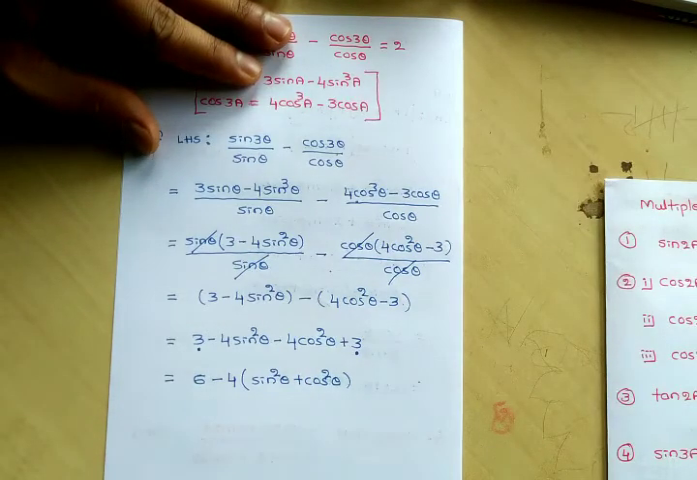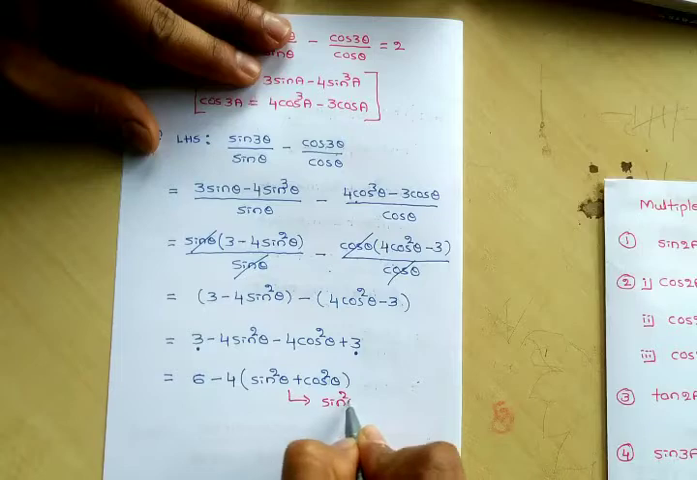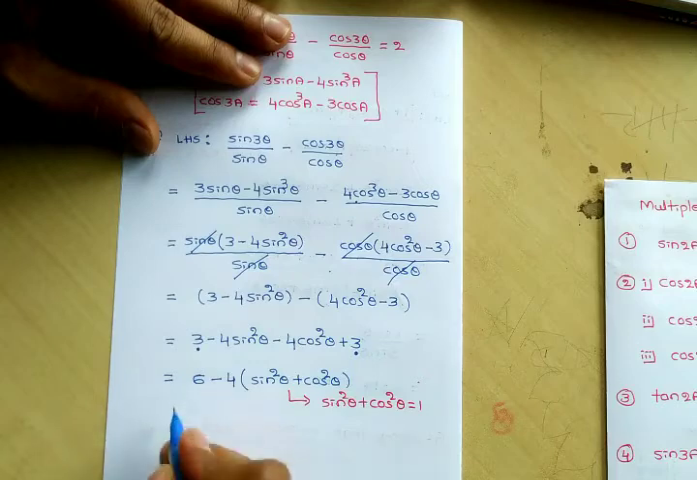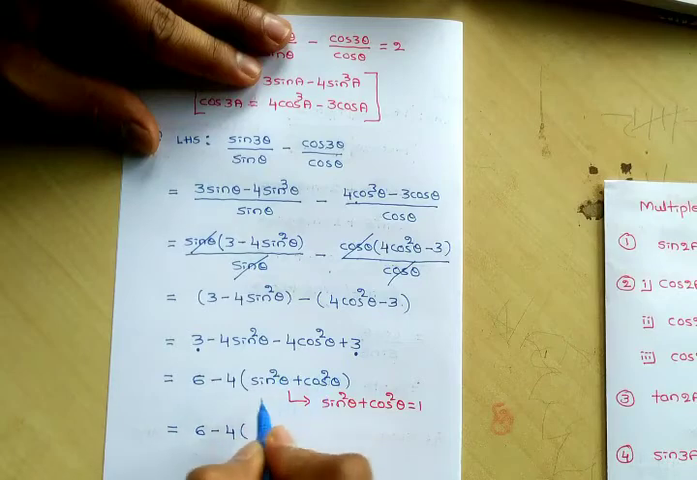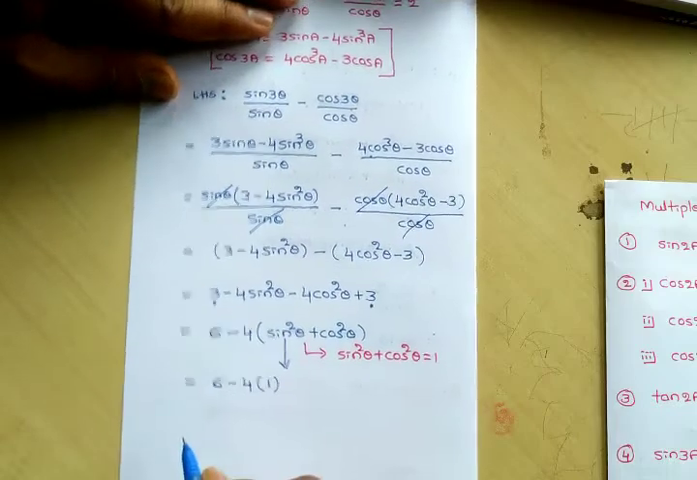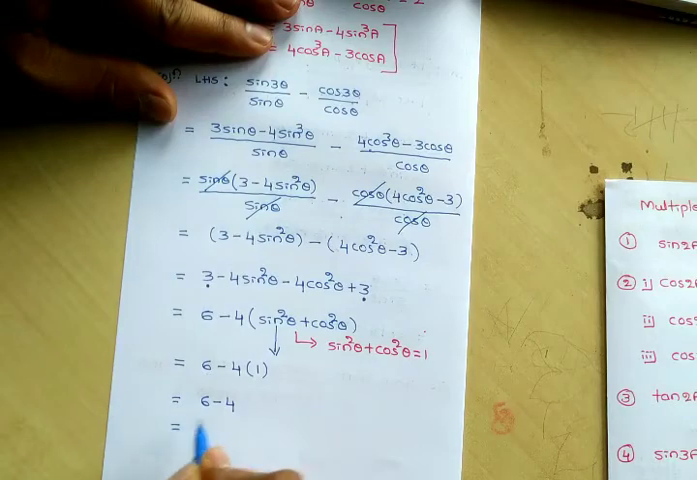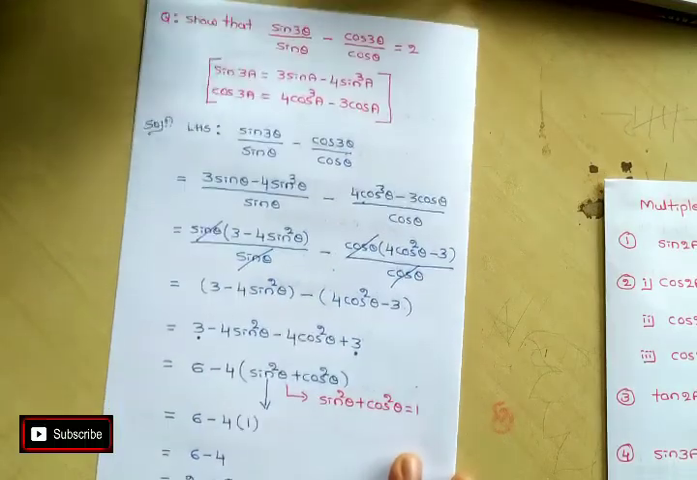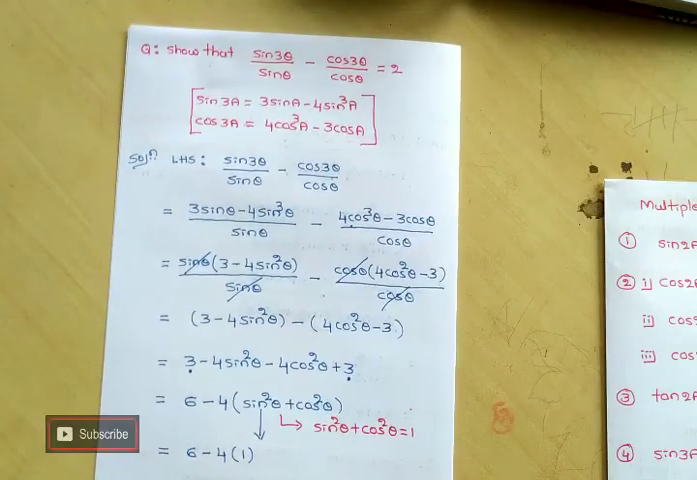Next, you know this identity: sin square theta plus cos square theta is 1. Therefore, this equals 6 minus 4 into (sin square theta plus cos square theta), and this value goes to 1. Therefore, 6 minus 4 into 1, which is 4. So 6 minus 4 is 2, which equals the RHS. Therefore, LHS equals RHS. Thank you.